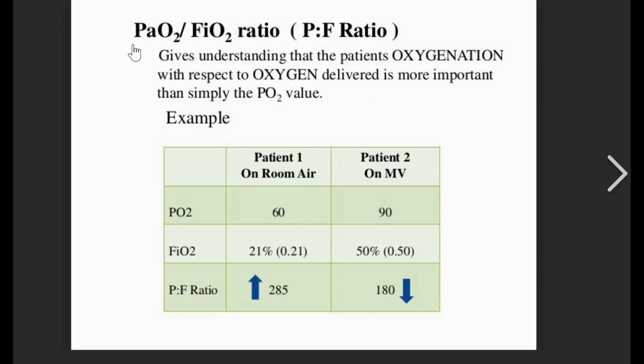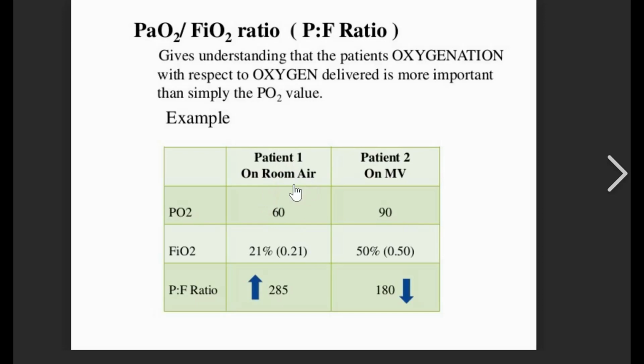PF ratio means the PaO2 by FiO2 ratio. What is PaO2? It's the partial pressure of oxygen in the blood, divided by the fraction of oxygen delivered. So it helps us understand the patient's oxygenation with respect to the oxygen delivered. PaO2 you can assess by doing a patient's ABG, whereas FiO2 is the amount of oxygen delivered to the patient. Now let's see an example. This is patient 1.